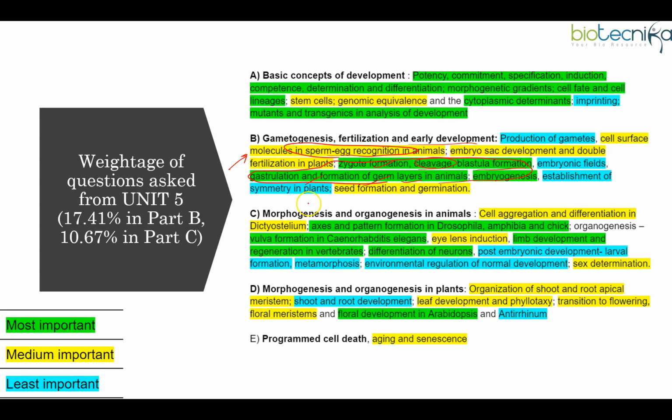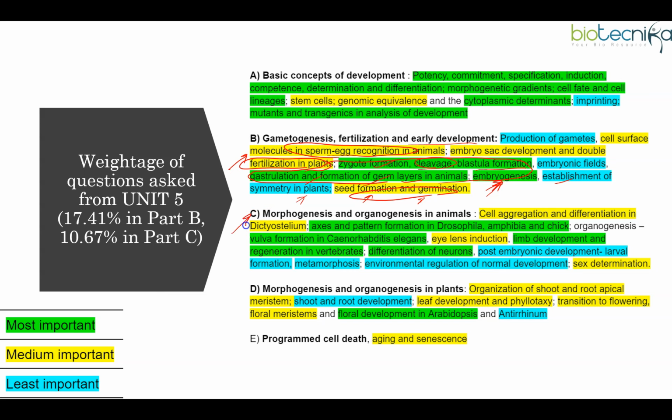Okay. If you talk about plants, establishment of symmetry in plants is not that important. However, embryogenesis, seed formation, germination, sometimes a question is there. But embryogenesis in plants and fertilization in plants is also important, where double fertilization questions are also asked, and embryo structure is also asked. What are the layers that you get, right?